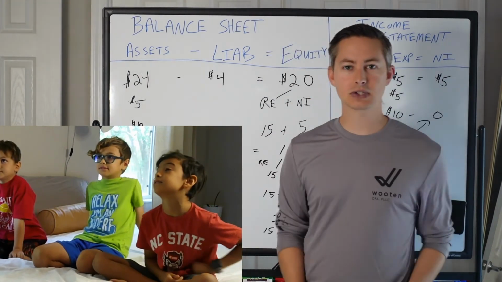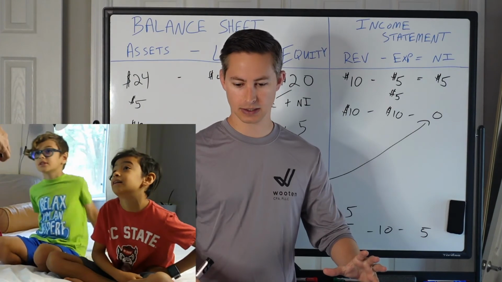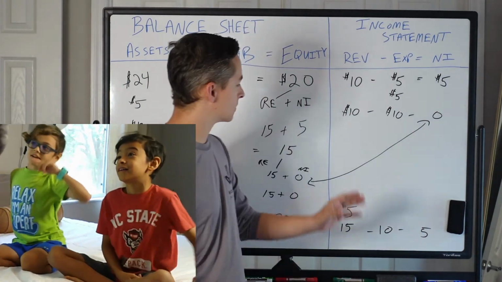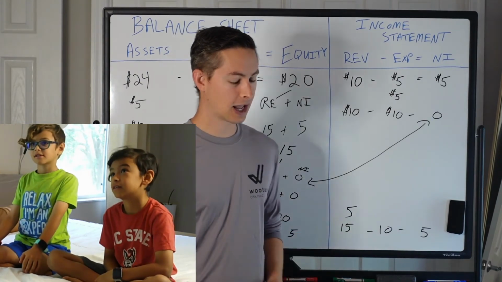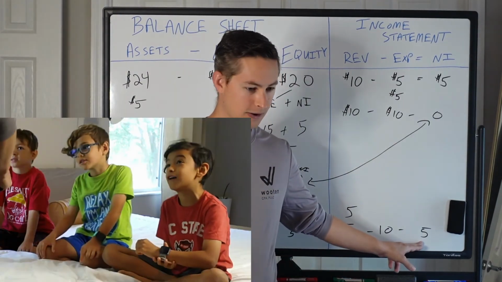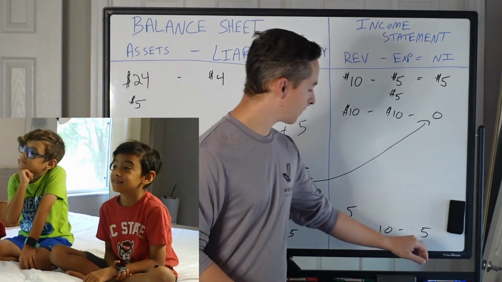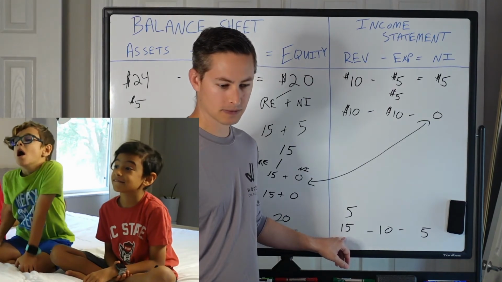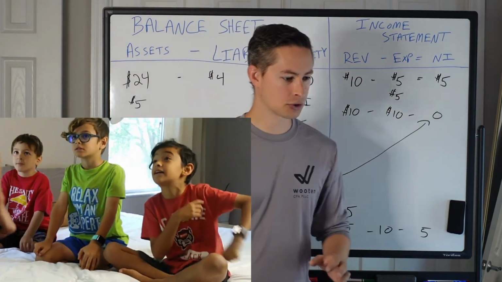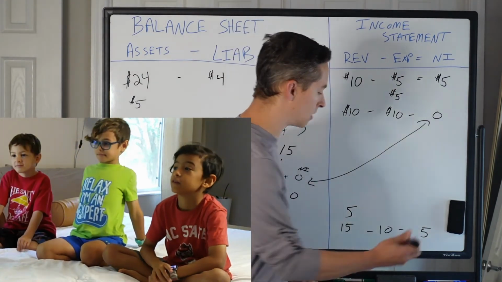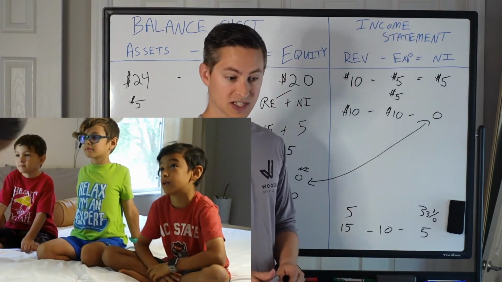Now, these kids love Shark Tank. One last question: what's the first question they ask on Shark Tank? What are your sales? And can I make any money on it? Your sales are 15. Can you make any money? Yes, you made $5. So 5 divided by 15 is 1/3. So you made 33 1/3% net profit. That's pretty good.